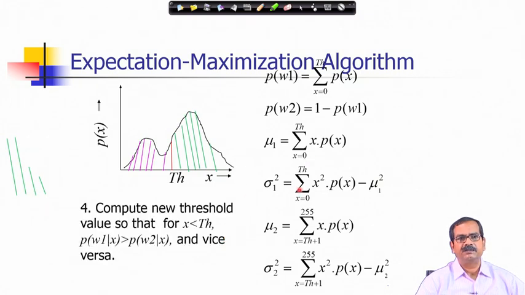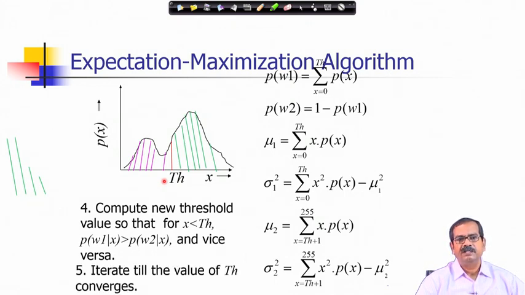Once we get these values, we determine a new threshold value such that the probability of W1 given x is greater than the probability of W2 given x. As soon as it becomes less, we choose that threshold value, and that would be a new value. We expected a different threshold, but after maximizing the probabilities of occurrences of these pixels, we found a better threshold value which gives better probabilistic occurrences of these observations.